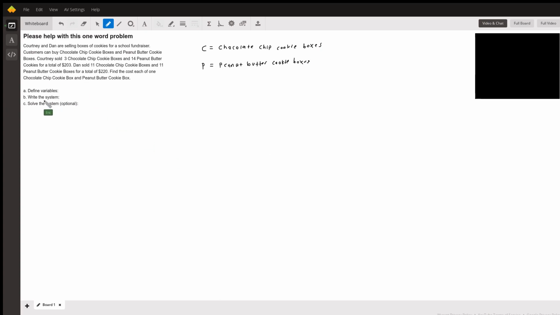So now, write the system. We already did part 1, we can just check that off. Write the system. Well, we know that Courtney sold 3 chocolate chip cookie boxes and 14 peanut butter cookie boxes for a total of $203. So our first equation will be 3c to represent the 3 chocolate chip cookie boxes Courtney sold, plus 14p to represent the 14 peanut butter cookie boxes she sold. And that gives us a total of $203 altogether.